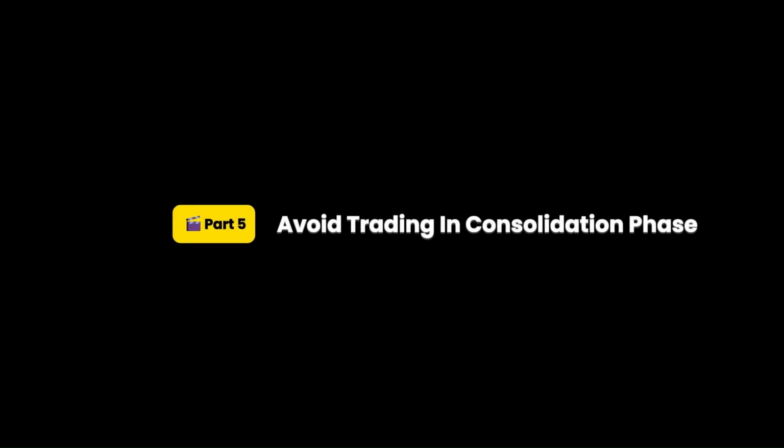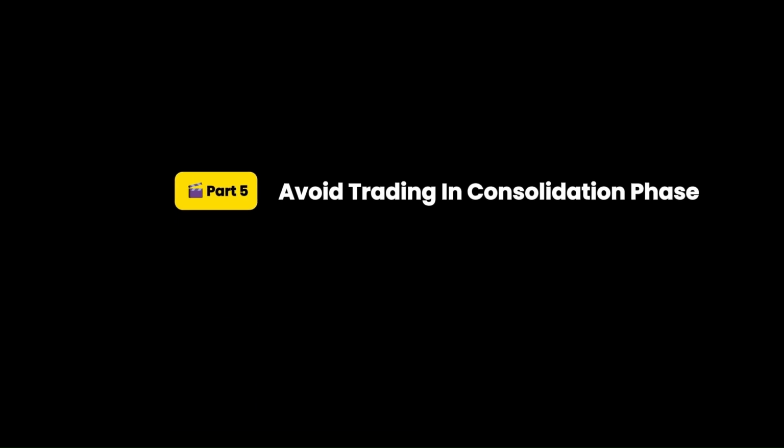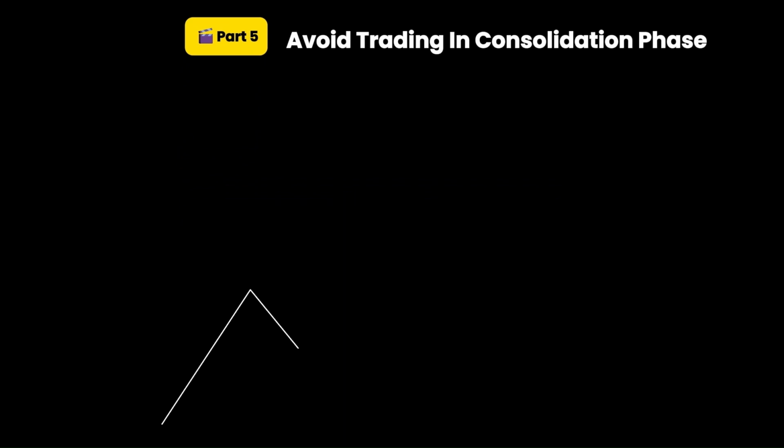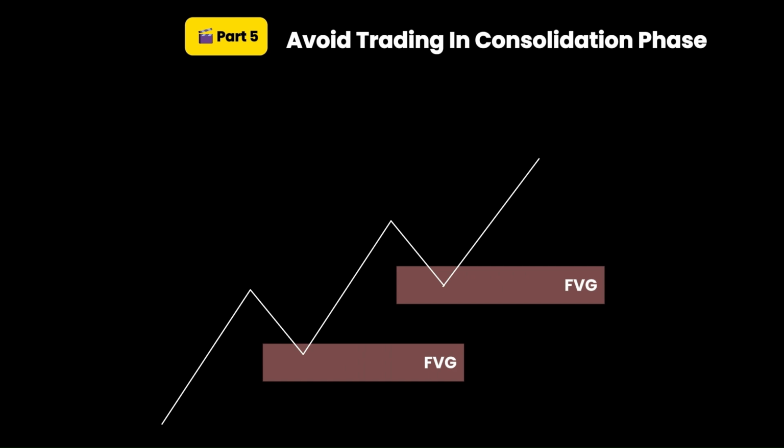Part 5, avoid trading in consolidation phase. Now we've reached the most important part, the exact reason why 90% of traders end up losing money. Here's the deal. Making money in the market is actually easier when the market is in a clear trending phase. All you need to do is follow the trend where your bullish FVGs are being respected. But here's the catch. Sometimes, even when the market is in a trending phase, a bullish FVG can fail.